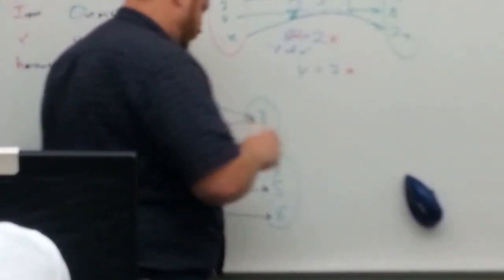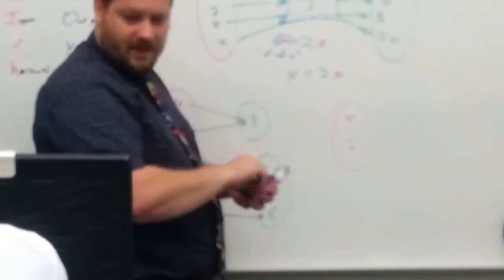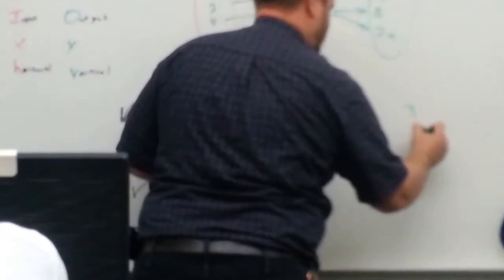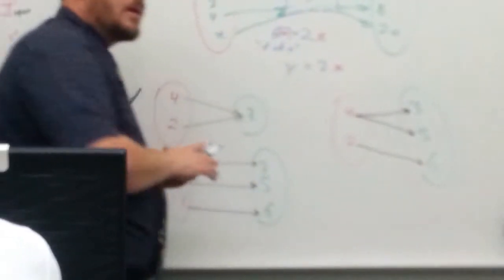Now, by contrast, let me show you something that would not be a function. Let's say we have a bubble over here on the left, and 3, 5, 6 is a big bubble on the right. And let's say the arrows go like this. That's not a function.